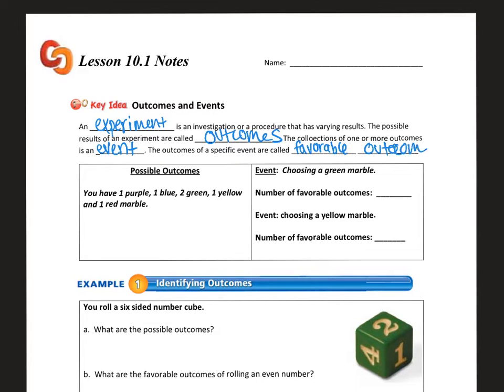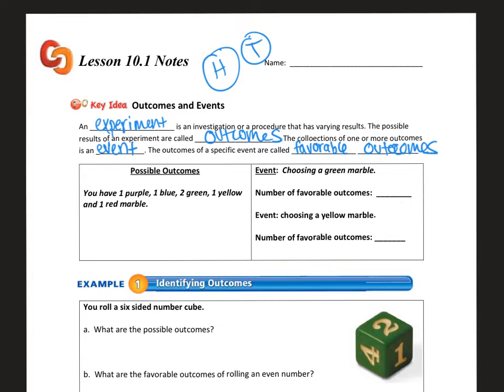So I know that was kind of a lot. Let's just think about an example. Okay, so an experiment: I'm going to flip a coin, heads or tails, right? That's my experiment, seeing how many heads I can get. So that has varying results. I could get a heads or I could get a tails. The possible results of this experiment are the outcomes. So I could have an outcome that I get a head. I could have an outcome that I get a tail.